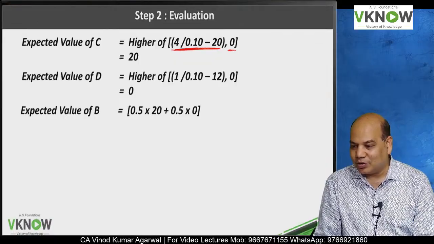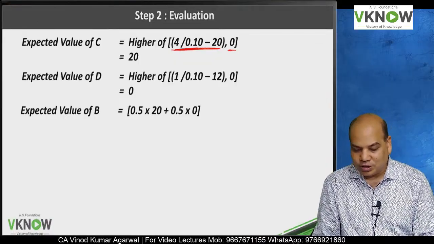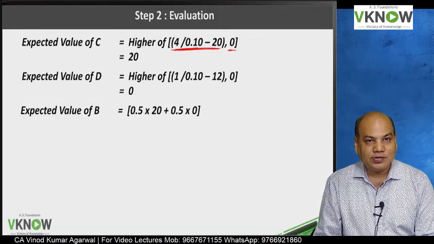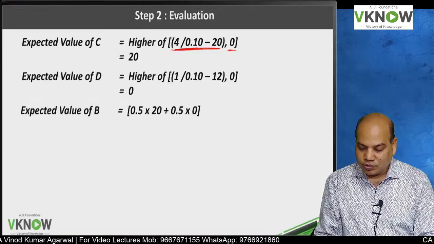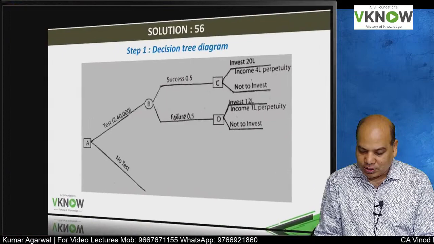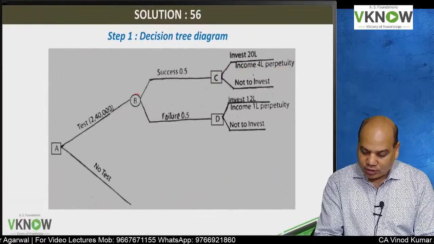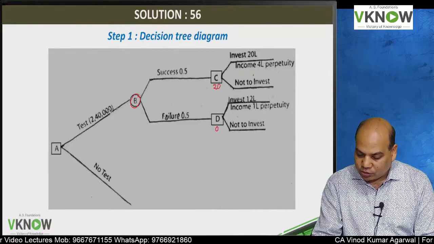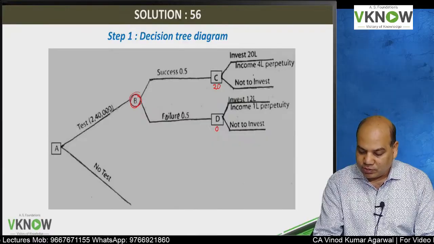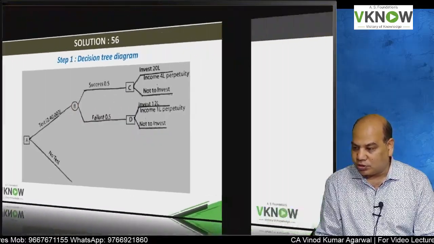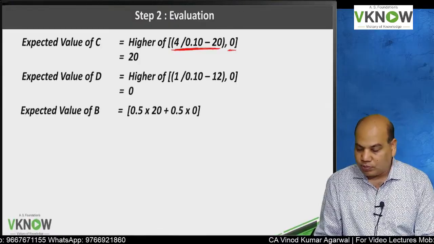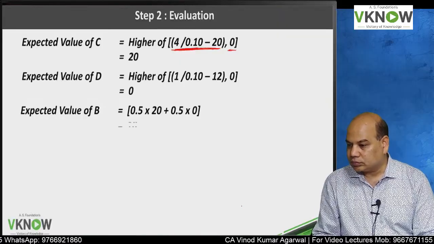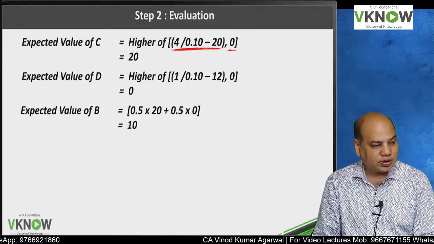Now write down expected value of B. B is a chance node. So you have to multiply the probabilities into values. I'll just go back to explain again. The value of C is 20. You can write the value of D is 0. So value of B will be 20 into 0.5 plus 0 into 0.5, which comes to 10. Value of B is 10.